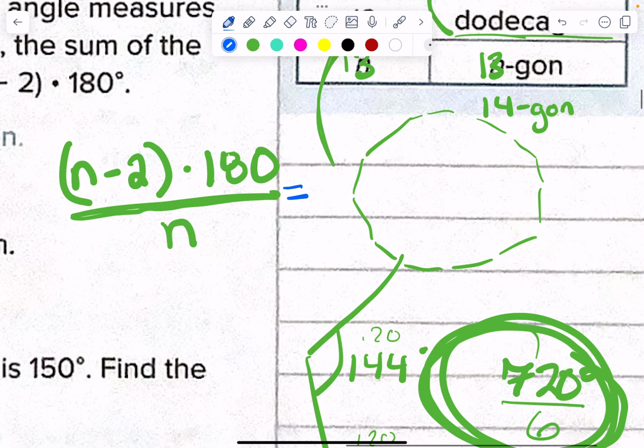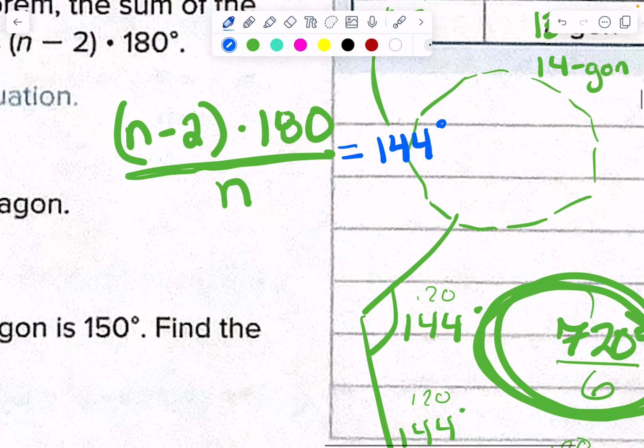And I know that that amount has to be equal to 144 degrees. Not 120. It's going to be 144. So now we have to do a little bit of algebra. This is the formula that I use every time. Set it equal to whatever one of the angles is, and then I'm going to do some algebra and solve.